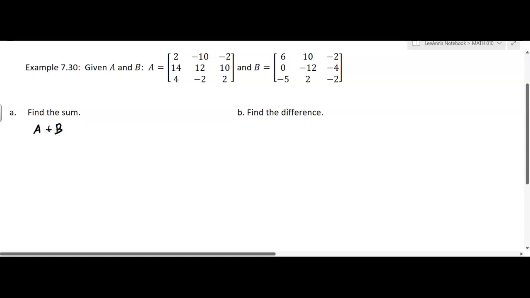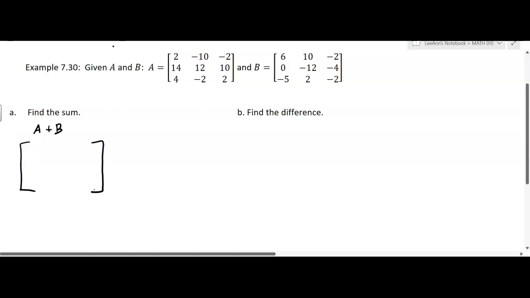Now, a lot of books, textbooks, they'll write out, like 2 plus 6, and they'll write each entry out in terms of what you're adding and subtracting. For me, sometimes the more that I write, the more confusing it gets. But you can see with matrices, you have to keep track of everything, and that's kind of the tricky part. You're looking at 9 entries, right? So we have to make sure we're adding the correct things together.